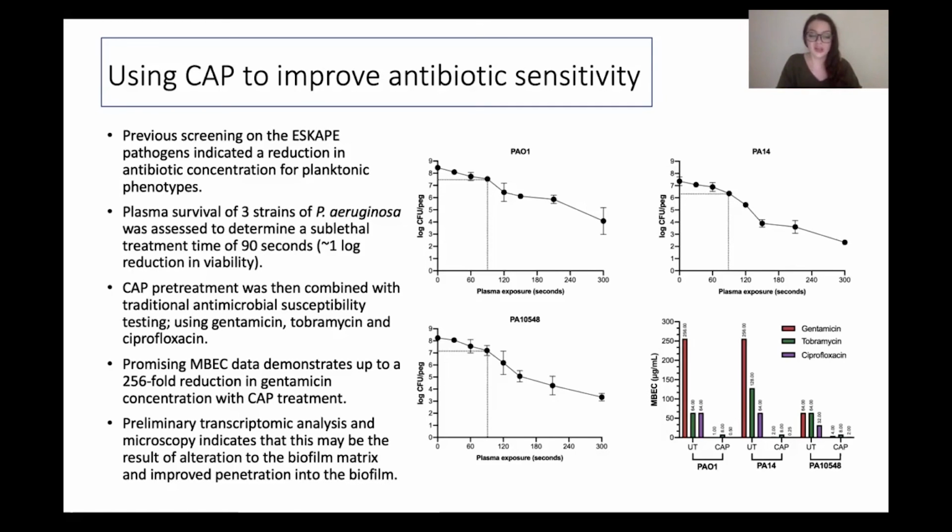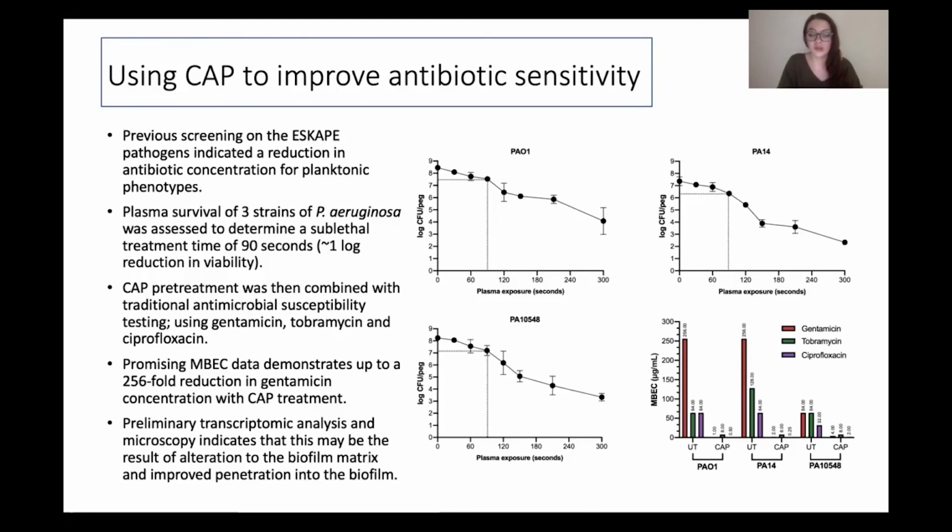I've included MBEC results here, as these are the most pertinent to the global issue of chronic wound infections. These are the concentrations needed for biofilm eradication in untreated and CAP pre-treated samples, and you can see up to a 256-fold reduction if you look at the concentration of gentamicin required for PAO1 here.